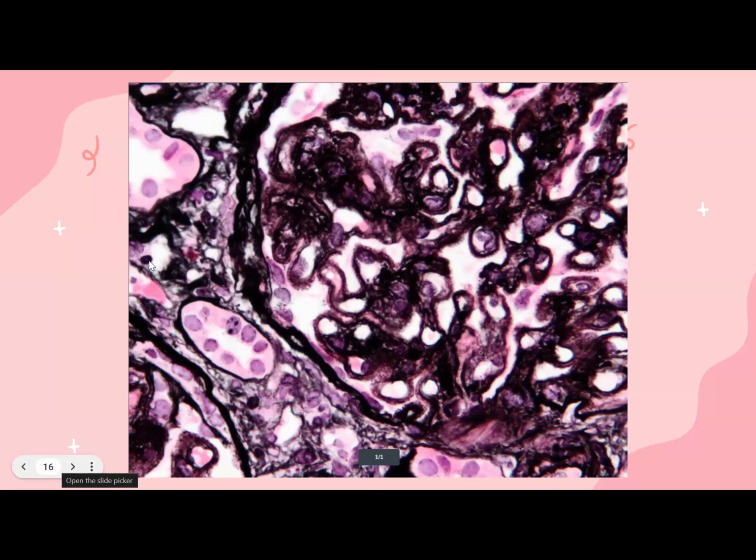Okay, sorry, my bad. So this is what this would look like on light microscopy. This is what the basement membrane would look like. You can see that they're thickened and it's diffusely thickened. This is pretty much one glomerulus, right? This entire thing, and it's diffusely thickened, and so that is why we would not assume this is FSGS, we would assume that this is membranous, which would be more diffuse.